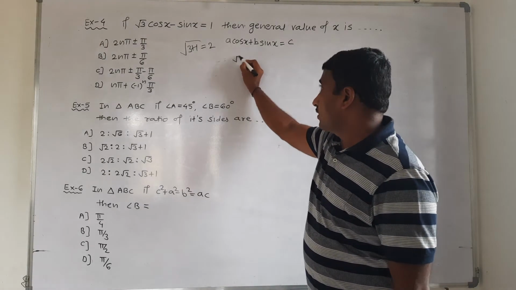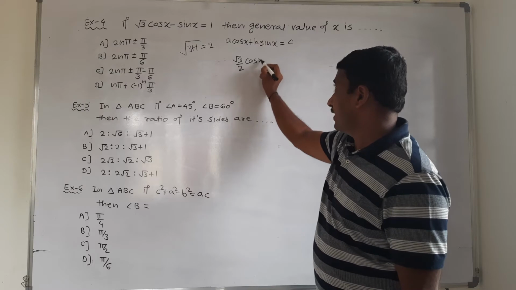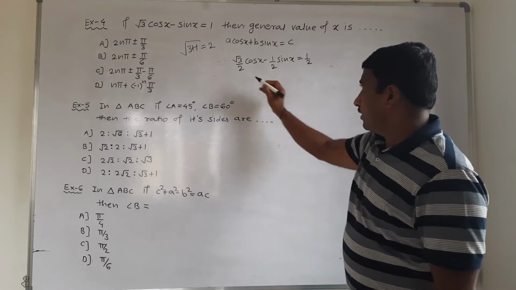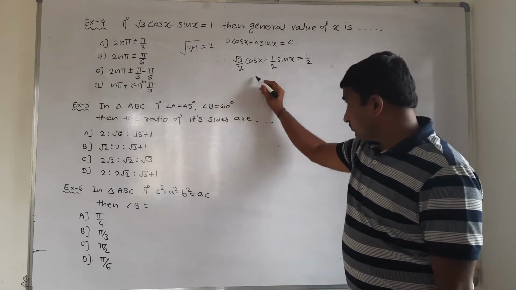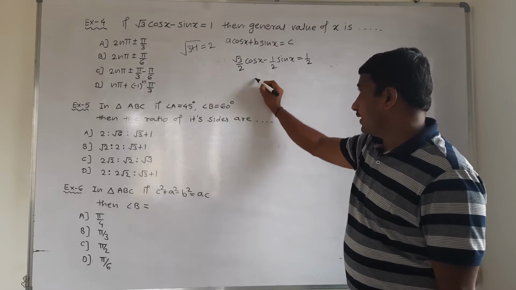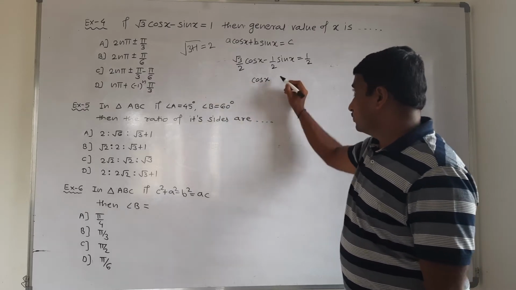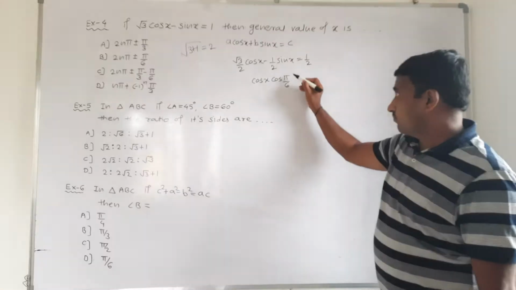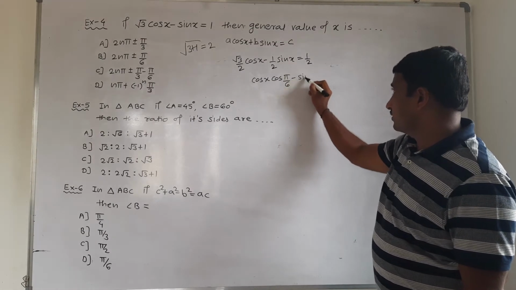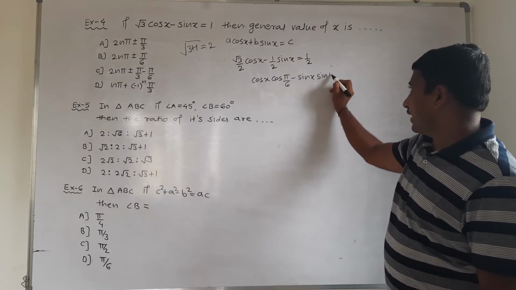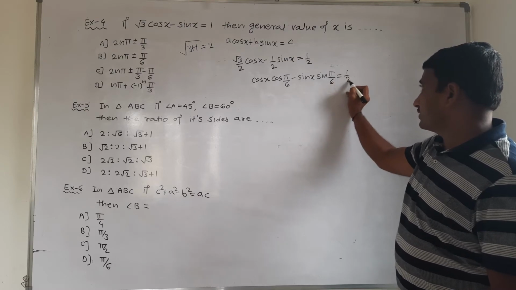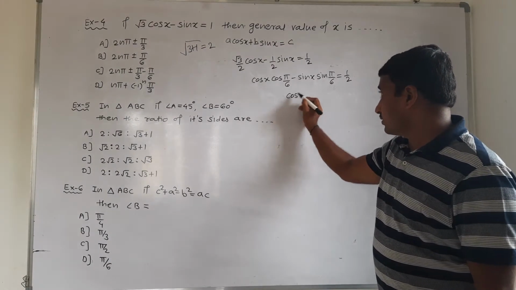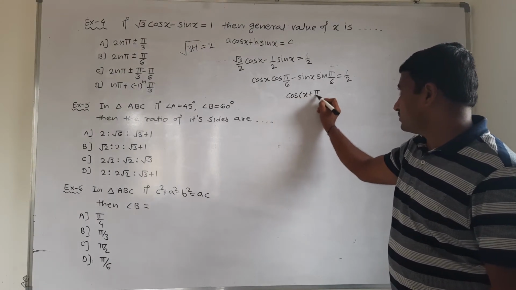Therefore, I write root 3 by 2 cos x minus 1 by 2 sin x is equal to 1 by 2. Root 3 by 2 for the cos value, I write cos x as it is, root 3 by 2, that is cos pi by 6, cos 30 is root 3 by 2, minus sin x, then 1 by 2, that is sin 30, sin pi by 6, is equal to 1 by 2 as it is. Now this is the formula, cos A cos B minus sin A sin B, cos A plus B, x plus pi by 6 is equal to.